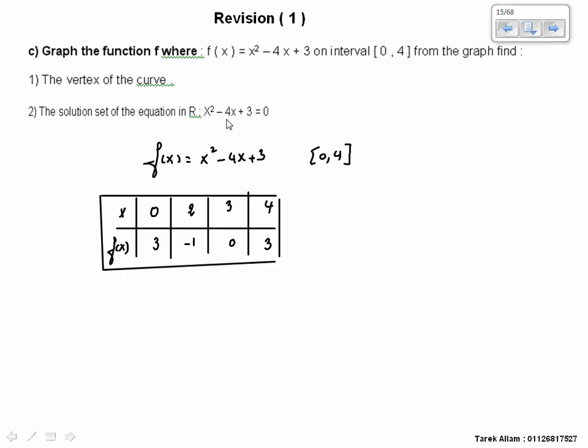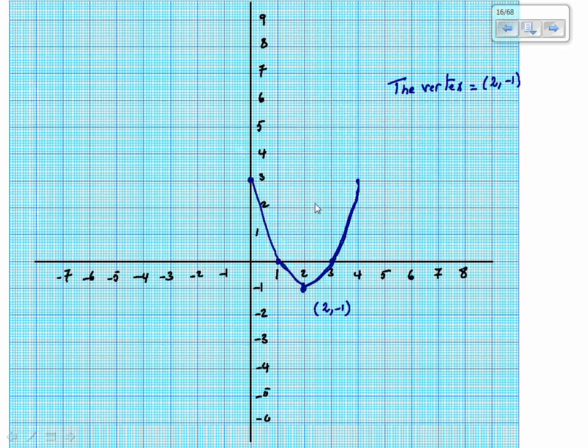The solution set of the equation x² − 4x + 3 equals 0. The curve on the graph says that when y equals 0, x equals 1 and 3 from the graph. So f(x) equals 0 when x equals 1 and 3. That is the point of intersection of the curve with the x-axis. That is the solution set of the problem.